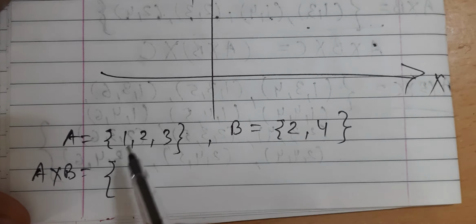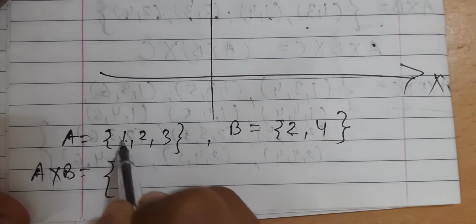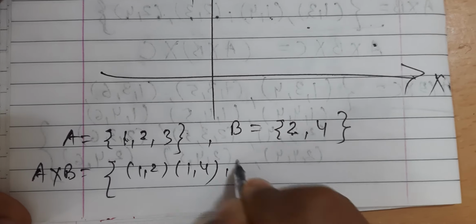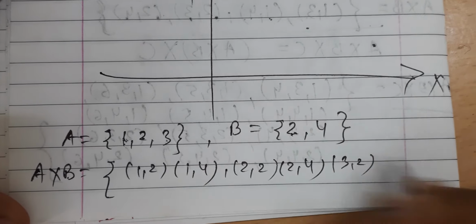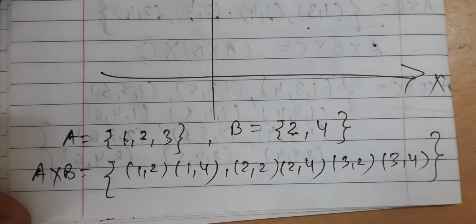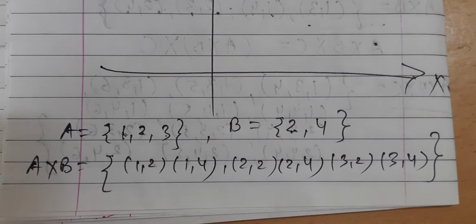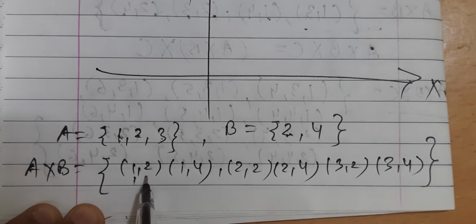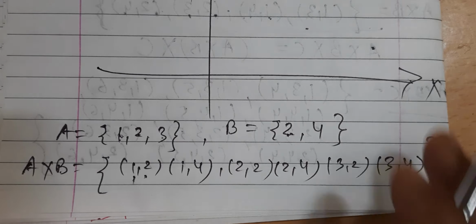How to find A cross B? Now you know, it's very simple. We'll make ordered pairs: 1, 2; 1, 4; 2, 2; 2, 4; 3, 2 and 3, 4. Okay, now we have to represent graphically. How to represent graphically, that you already know. In an ordered pair, the first element is represented on the x-axis and the second on the y-axis, as we used to do in class 9 and 10. The same way we can represent here.